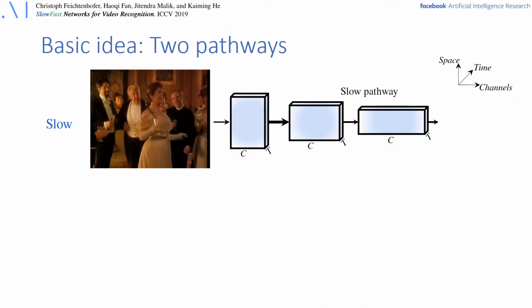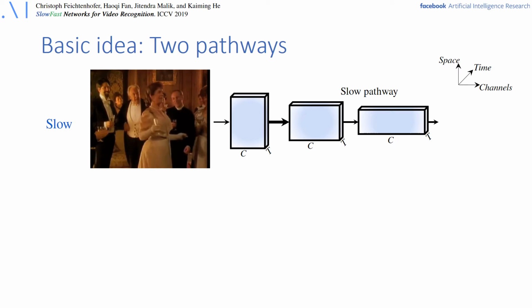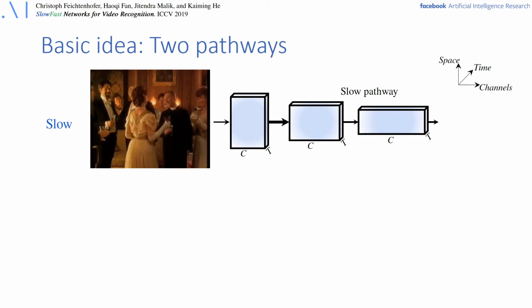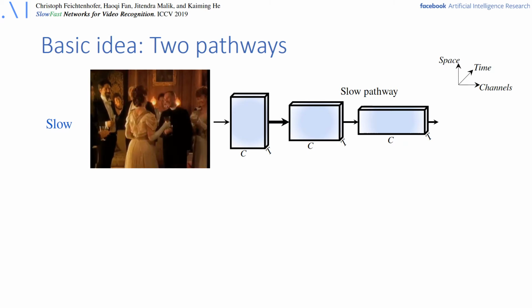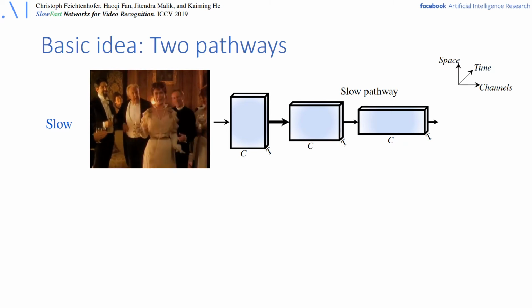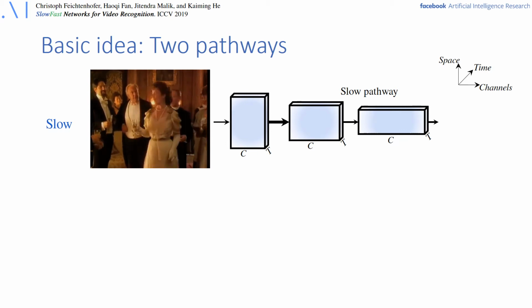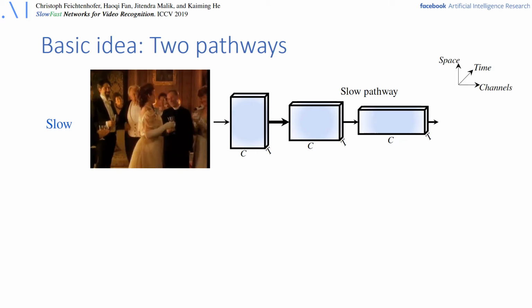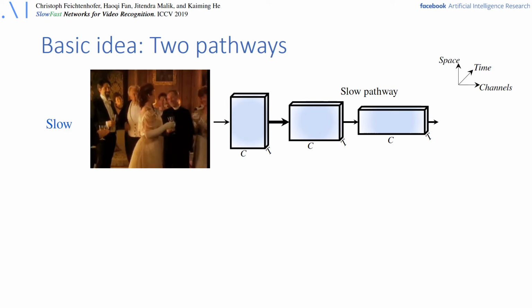So the basic idea of the SlowFast network architecture is to have a slow pathway that captures semantic information by operating at low frame rate, and a fast pathway that captures motion information at a higher frame rate. The slow pathway here is a spatiotemporal residual network, similar to the convolutional network shown before, that is applied to low frame rate video and therefore has a lower temporal resolution T.